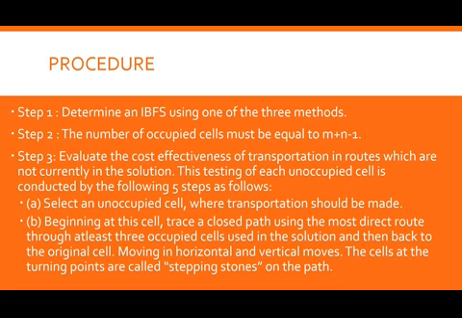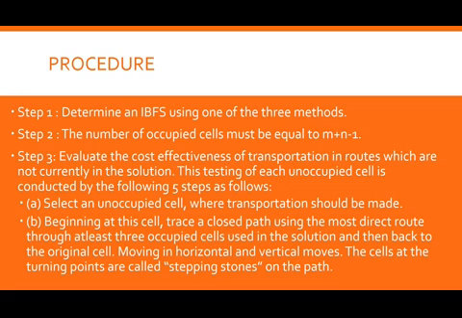So step 2, the number of occupied cells must be equal to m plus n minus 1. So that means to say it has to be a non-degeneracy case. What if it is a degeneracy case? Same procedure, whatever we did in Modi method, right? You just have to add an epsilon allocation in the least cost independent position, so that the problem becomes a non-degeneracy case.